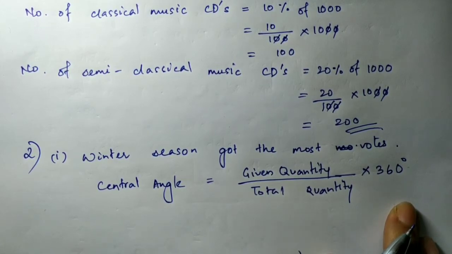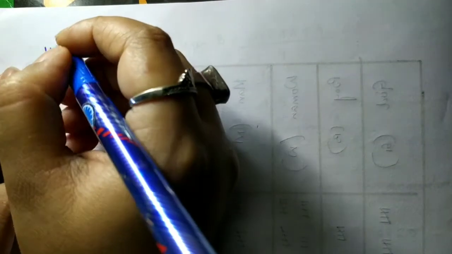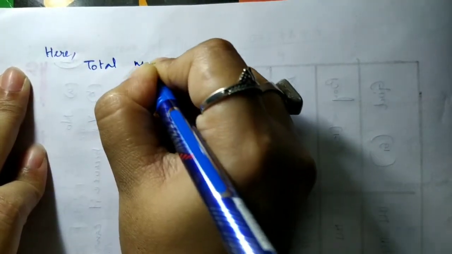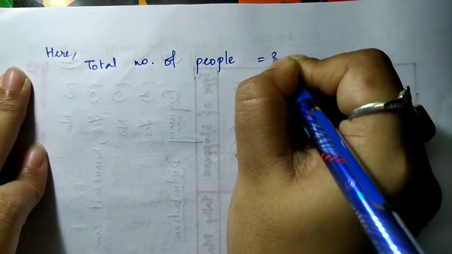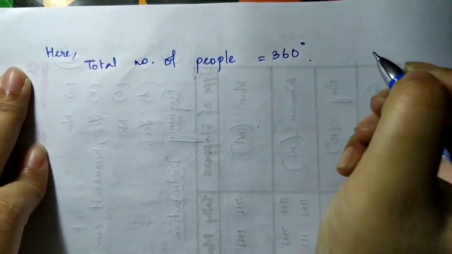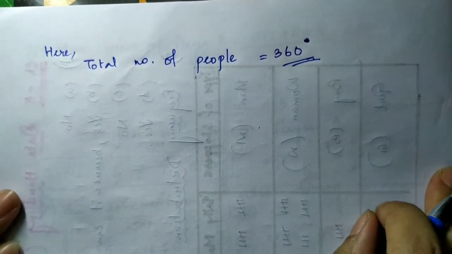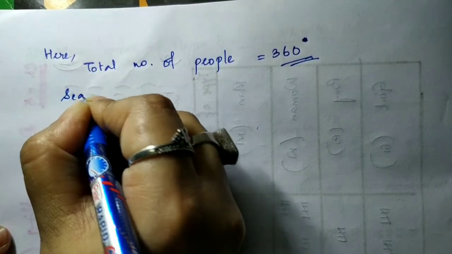When I do the sum, finding out the central angle, you will understand it better. Okay, let's do that now. Let's get started. Here, the total number of people is given as 360. It's mentioned in the question, right? Sorry, not degree, this is the total number of people. Now I have to calculate the central angle, so I need to make a table here, or you can make it separately. I'll make a table so it looks good.